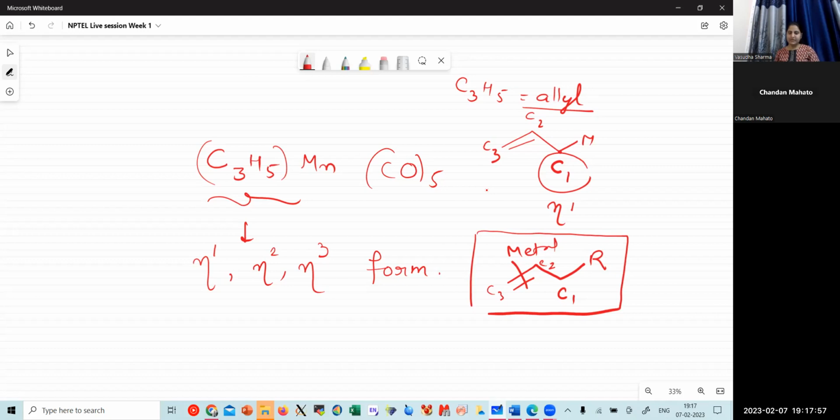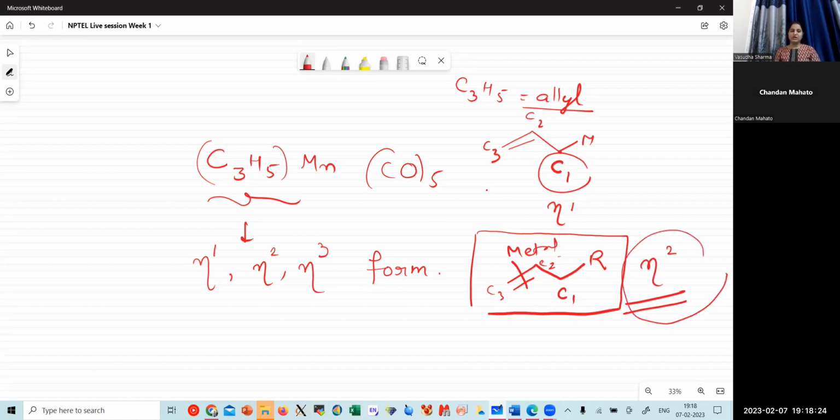Here the metal is coordinating with carbon 1. That is called eta 1. Now here metal is coordinating with how many carbon centers? Ma'am, C2 and C3. Right, C2 and C3. So this gives you eta 2.